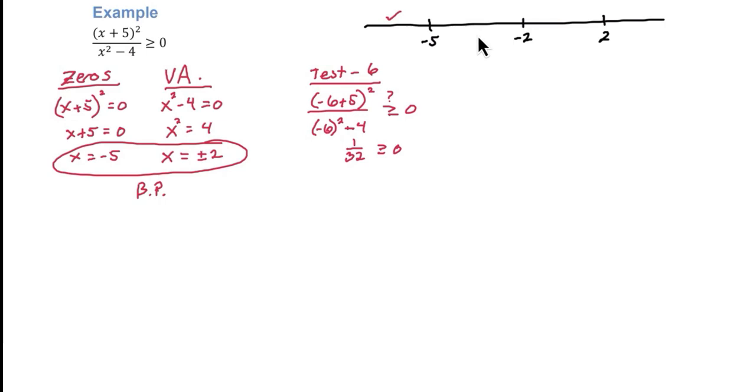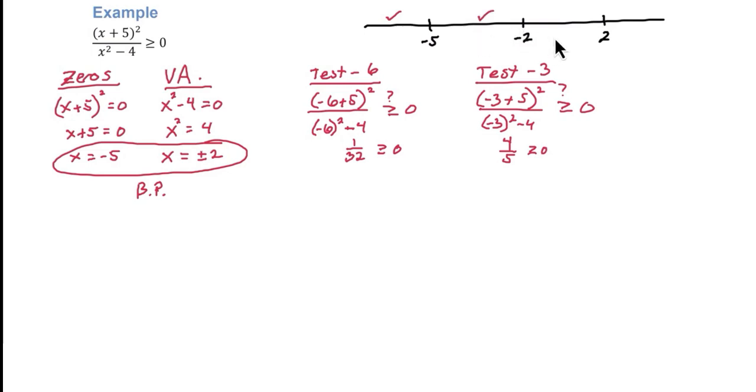Up next, we need to pick a number between negative 5 and negative 2. I'm going to choose negative 3. Again, we'll plug that value into the inequality. And again, we're asking, is that greater than or equal to 0? This time we get 4/5 is greater than or equal to 0, which is true.